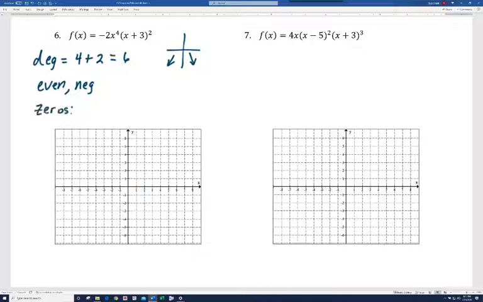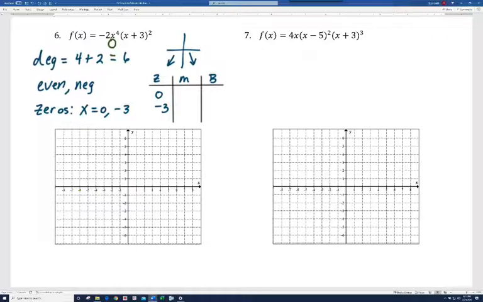Our zeros are going to be 0. If x is a factor, here we have x to the 4th, then 0 is going to be a zero. In fact, if you plug 0 in here, -2 times 0 to the 4th is just 0, and 0 times whatever else is going to give you 0. So 0 is a zero of this function. When you plug it into the function, it will zero it out, or cause it to equal 0. And of course, -3 is also a zero, so let's do our z and b chart and put in our zeros.